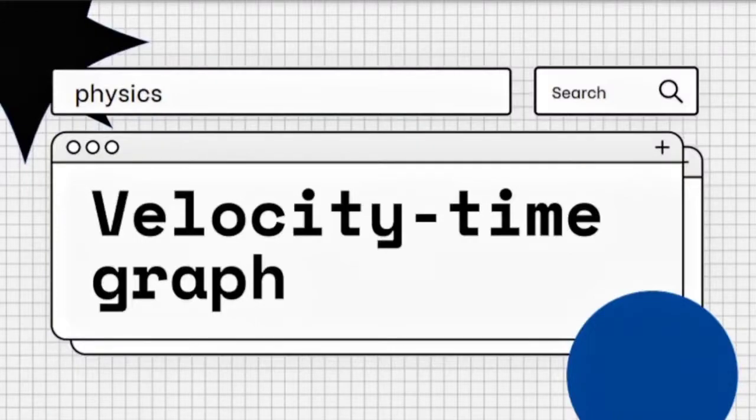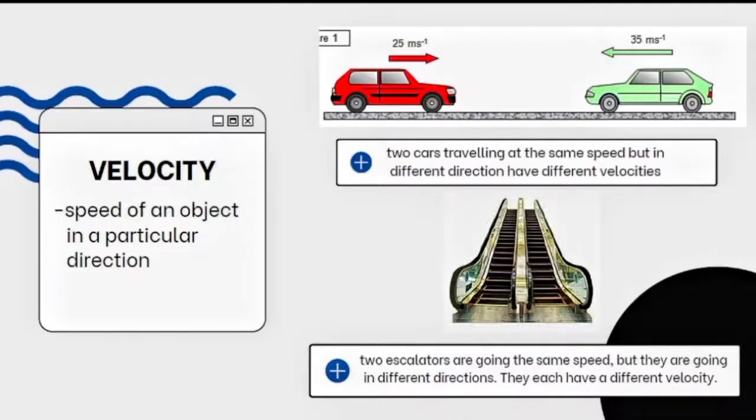Velocity time graph. First of all, what is velocity? Velocity is the speed of an object in a particular direction. For example, two cars traveling at the same speed but in different directions have different velocities. Second, two escalators going at the same speed but in different directions each have a different velocity.